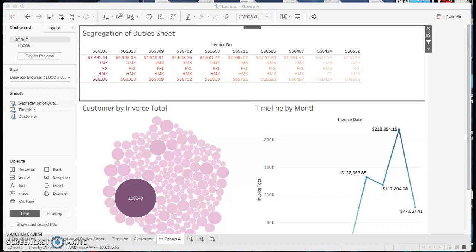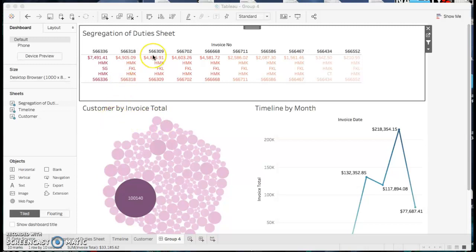Hello, my name is Carlos Duque, and this is my Tableau case on the Rogers Company accounts receivable files, which contains the AR balance as of the end of 2018. With this assignment, I was asked to create three sheets. The first one, I was asked to create a segregation of duties sheet. Also, I was asked to create a timeline sheet, and finally, a customer size sheet.